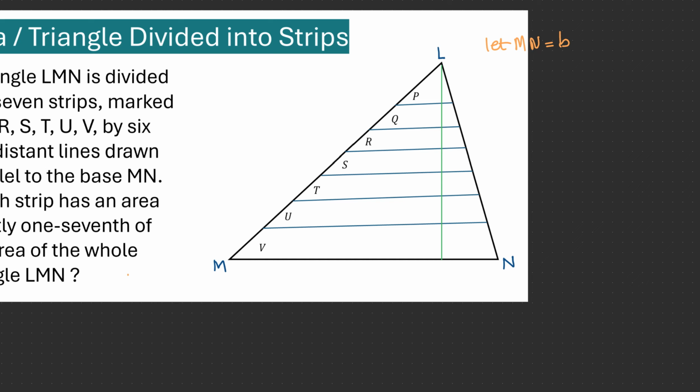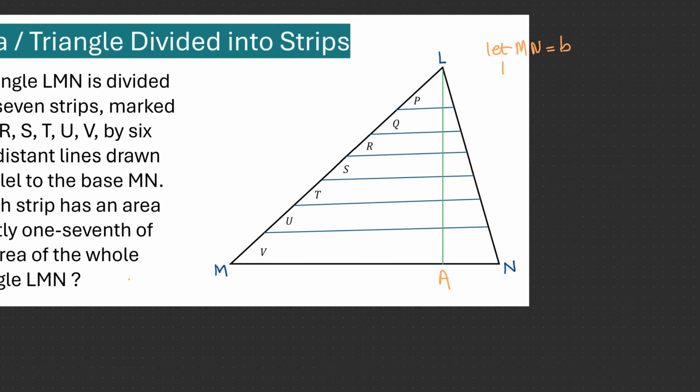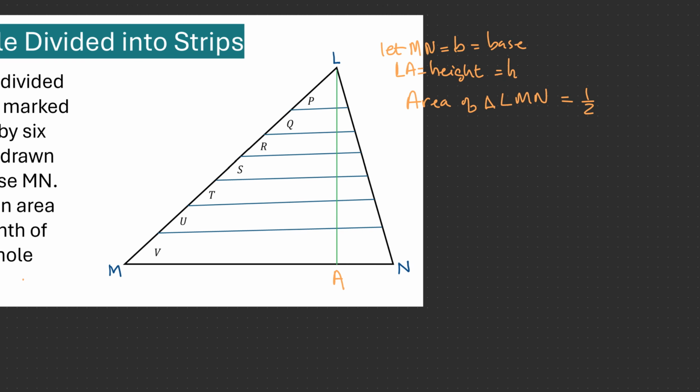So let's say LA is the height, and that is equal to h. LA is the height and MN is the base. So the area of the triangle LMN would be equal to half BH, half base times height.